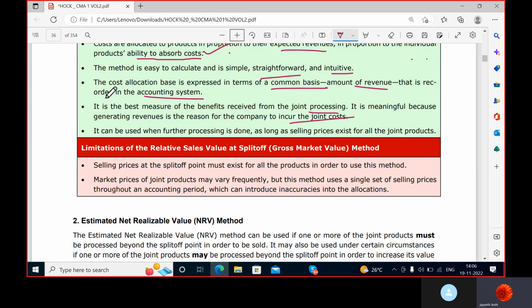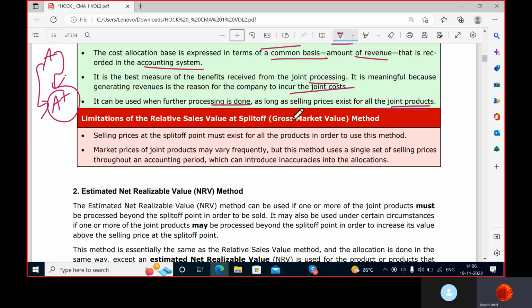It can be used when further processing is done, as long as a selling price exists for all joint products. When we know the selling price, we can really understand the cost, and that product which we have got can also be further processed, which I have already explained in the example. As I took A as the product, A plus as the processed A, A got processed and became A plus.